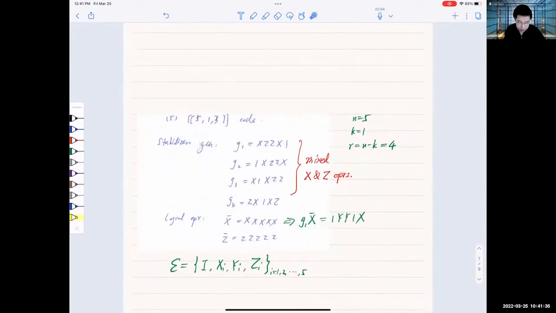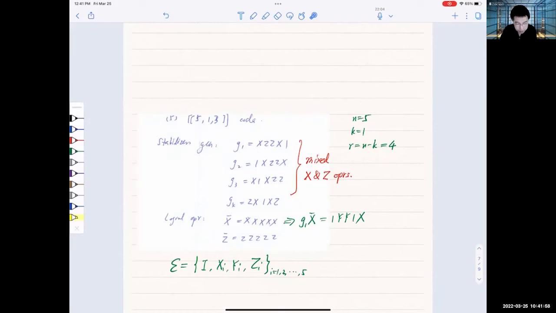Okay, so the stabilizers are these 4 Pauli operators. And notice that it's a mix of Pauli X and Pauli Z. So this 5-1-3 code is not a CSS code, and there's no way you can write it and separate X and Z operators.